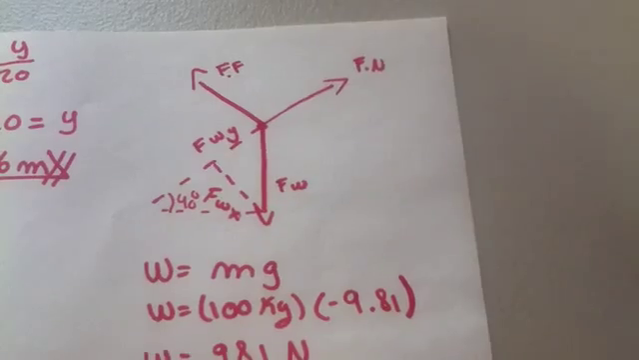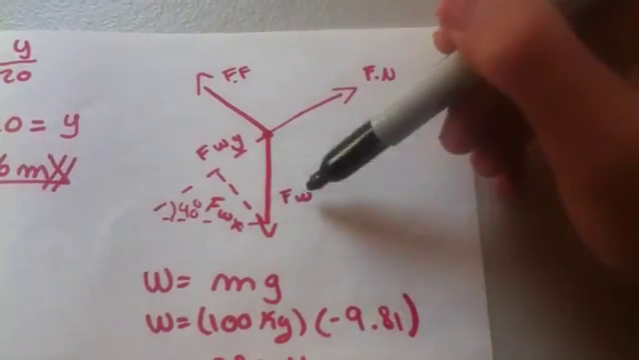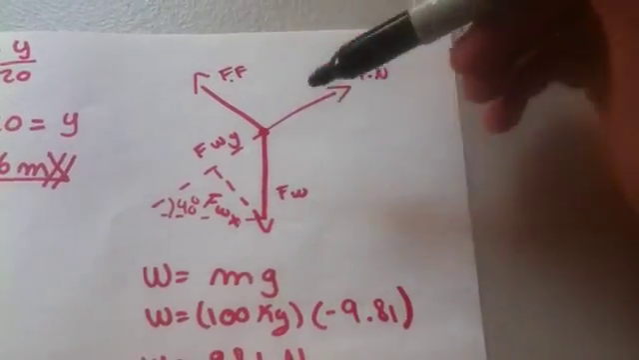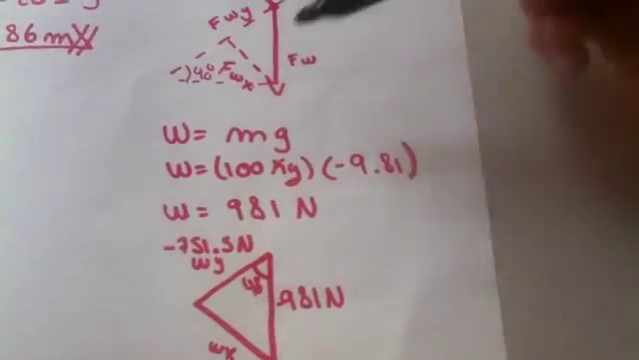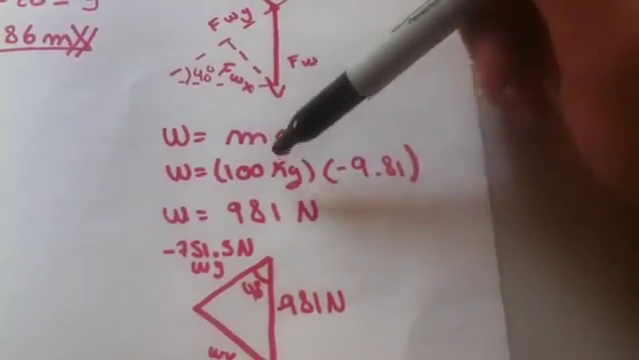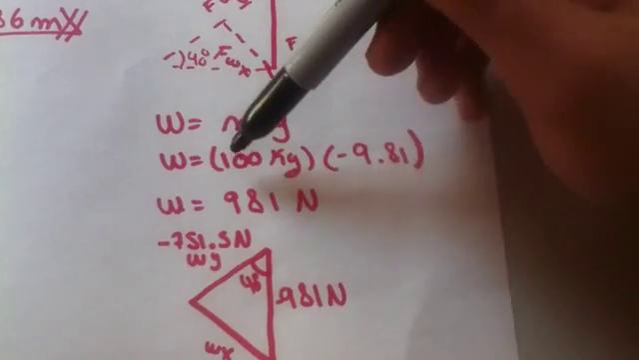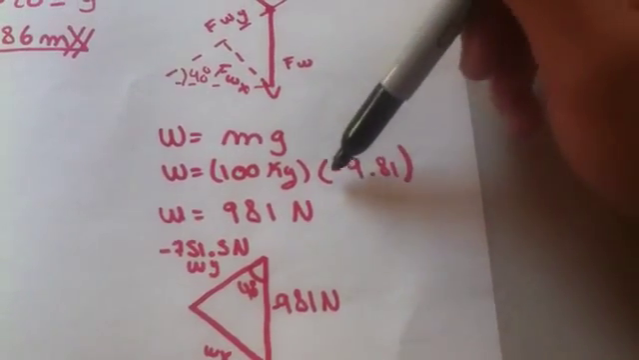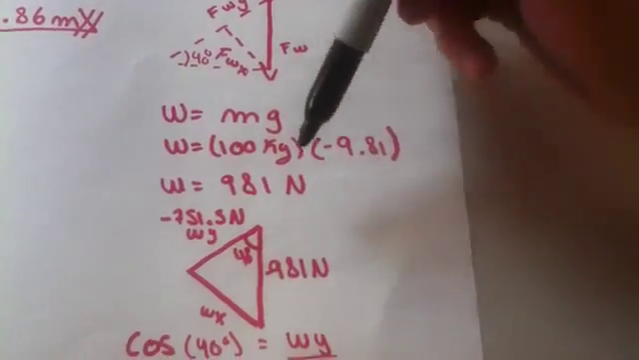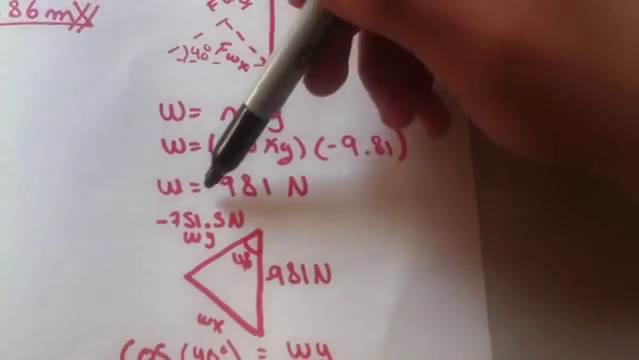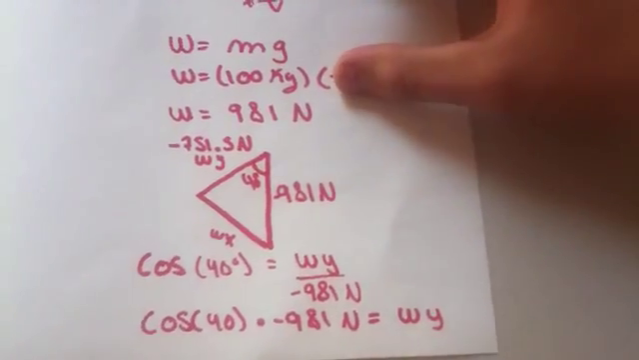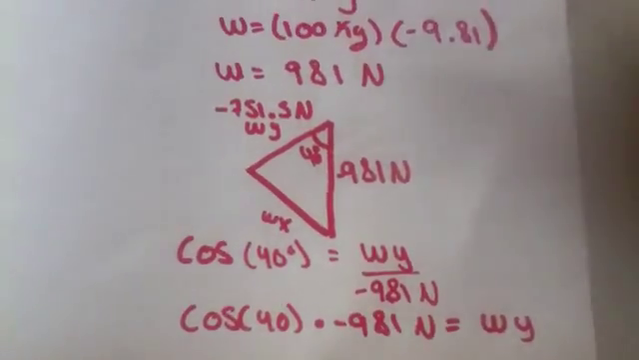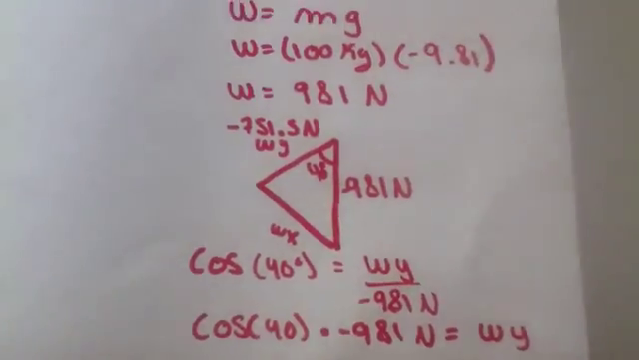Now first we have to get the force of weight. How do we do that? That's fairly easy. Weight equals mass times gravity. That would be 100 kilograms times 9.81. In this case it's negative. So our weight would be 981 or minus 981, depending on how you do it. And with that, we can solve for our weight in y.